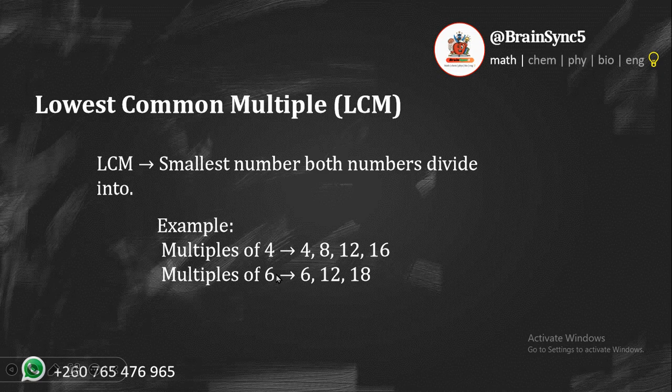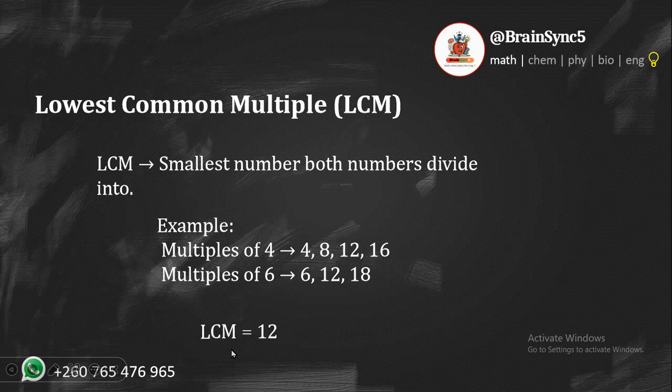Let's look at this example: 4 and 6. What is the common multiple of 4 and 6? 4 can go into 4, but 6 can't go into 4, so it can't. 4 can go into 8, but 6 can't go into 8. 4 can go into 12, but can 6 go into 12? Yes. So this here will be the lowest common multiple. The list can go on, but we want the lowest of them all that these two can go into, which is 12. So we can end right there.